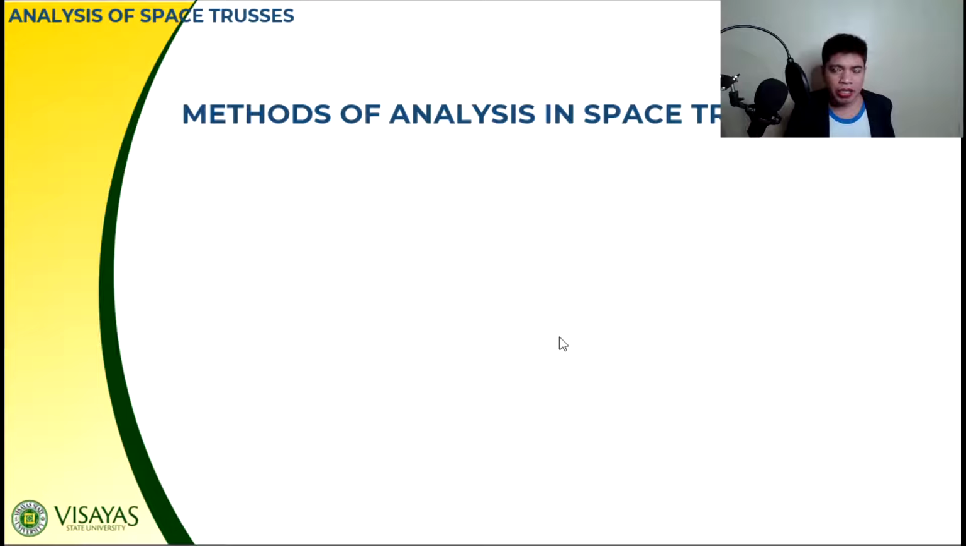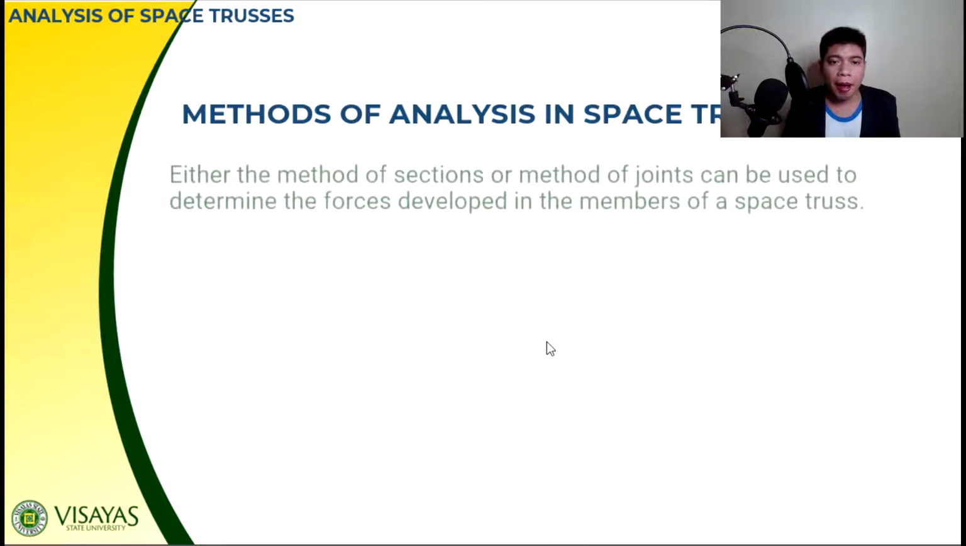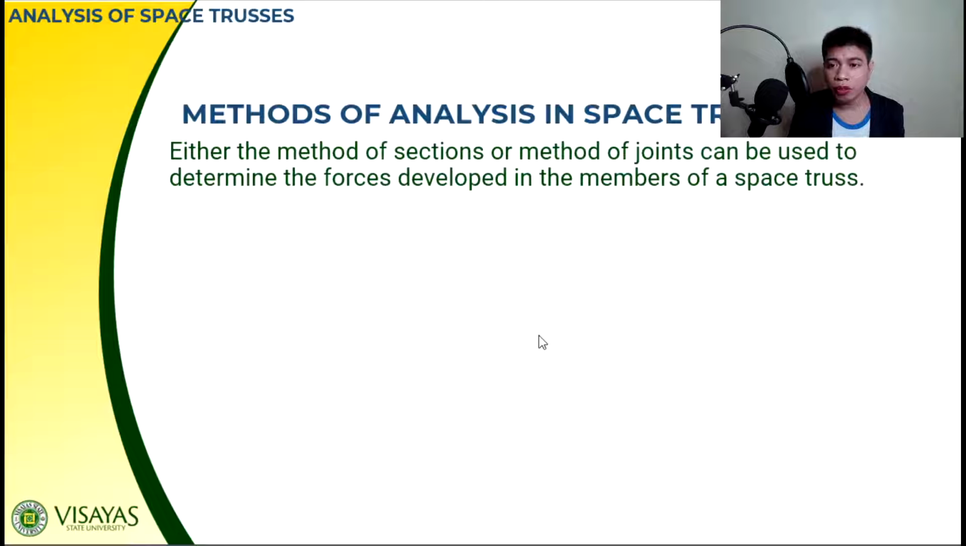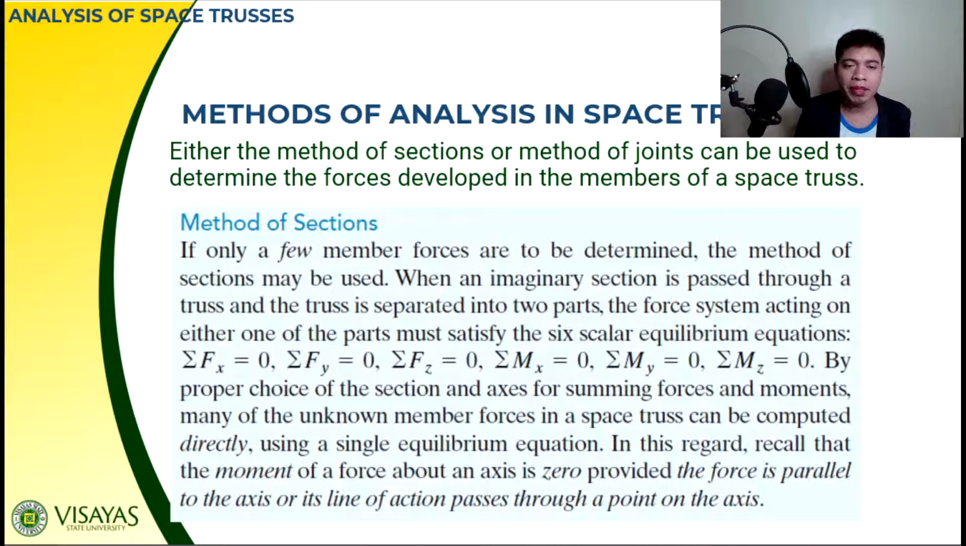So dito sa space trusses, either the method of sections or method of joints can be used to determine the forces developed in the members of a space truss. So pwede tayong gumamit ng method of sections. Take note lamang na sa method of sections, you can use 6 equilibrium equations. Pwede kang gumamit ng summation of forces x, y, and z equals to 0 and summation of moment x, y, and z equals to 0. So madali lang naman yung method of sections din. Sana madali, I mean sa inyo.